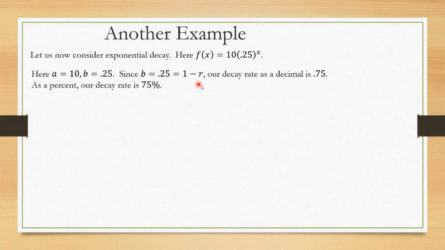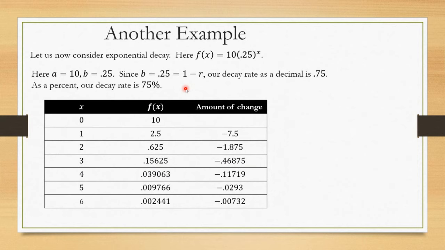So that's what we get here. But now let's do some calculations to make it more explicit. What we have here is x's, and this is our function. I forgot to say this: our decay rate, our R, is 0.75.